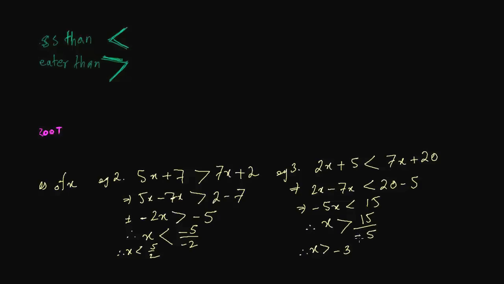So it is very, very important to remember whenever we solve an inequality, everything is like the equation, but when we divide by a negative number, the inequality symbol will get reversed. So this particular rule is very, very important for solving any inequality.